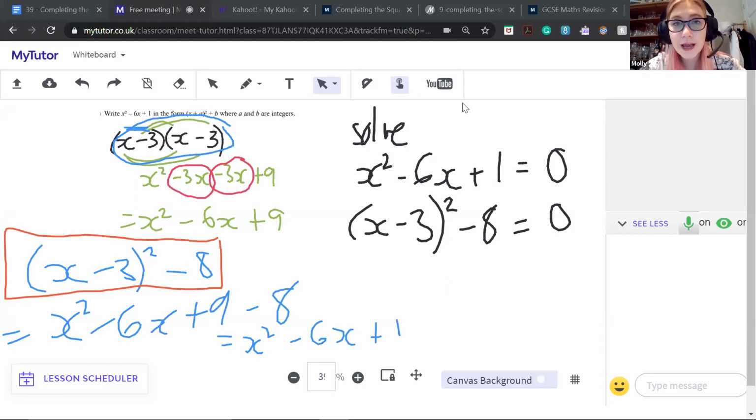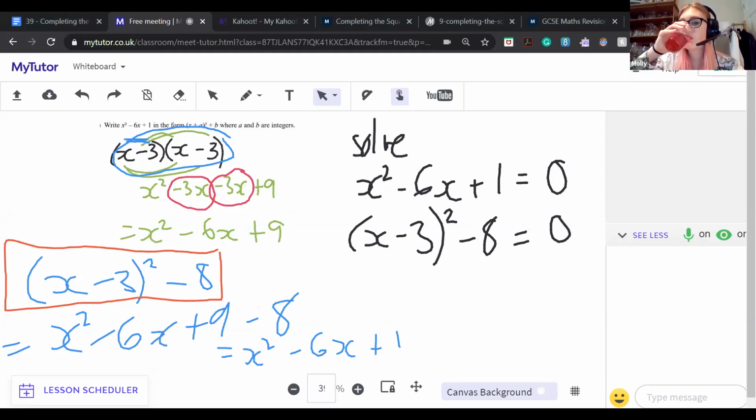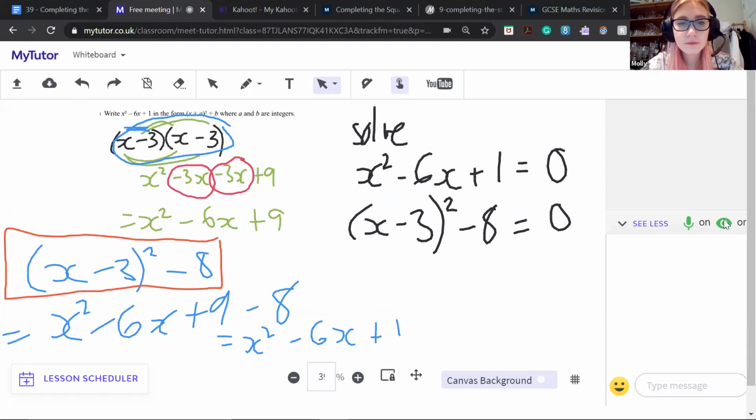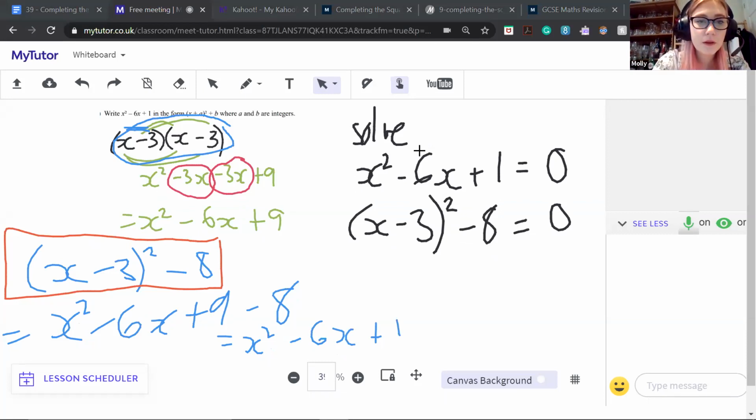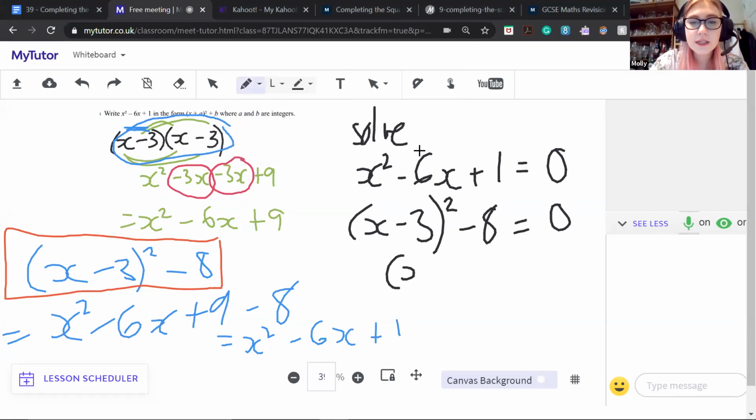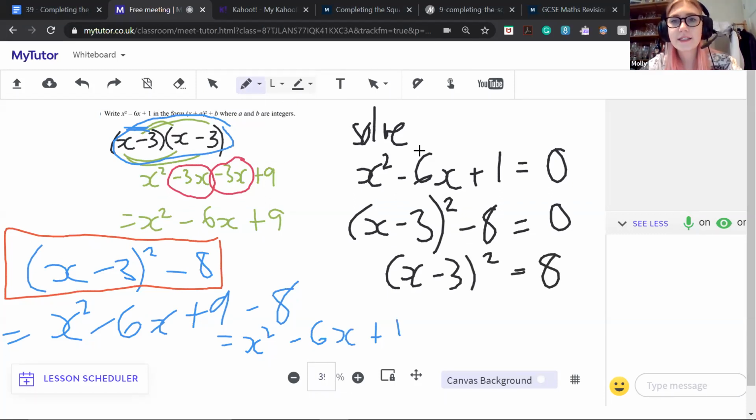So who knows what we have to do first to solve this equation for x? Excellent. So the very first thing that we do is we add 8 to each side. So adding 8 to each side leaves us with this. What's next to solve this?